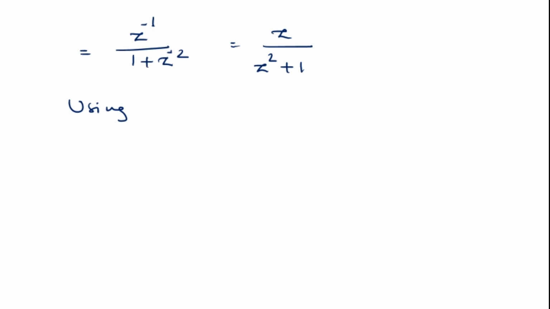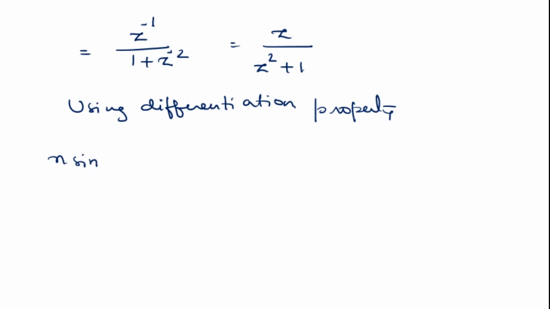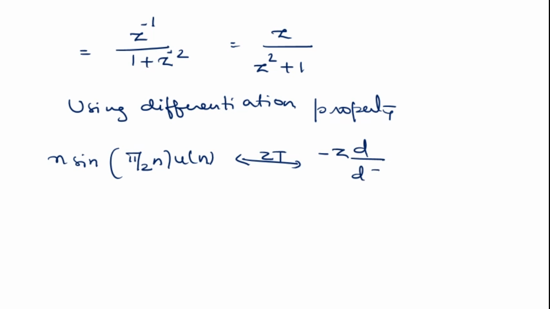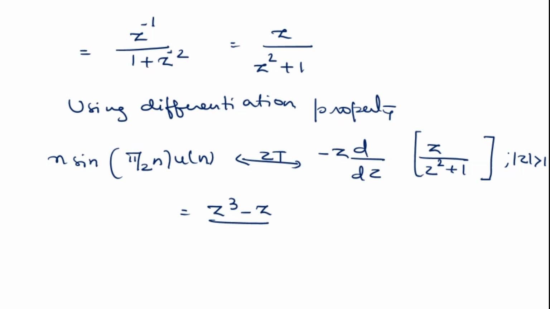Then using differentiation property, n sine pi by 2 n into u of n, if we take z transform, we get minus z into d by dz of z by z square plus 1 with mod z is greater than 1, which is equal to z cube minus z divided by z square plus 1 whole square.